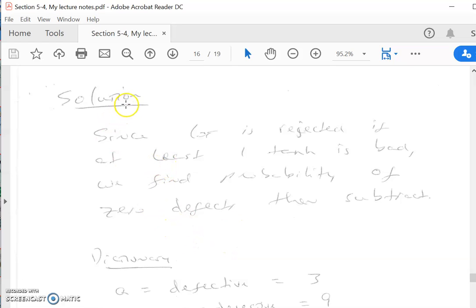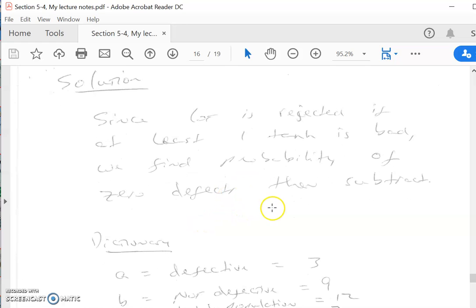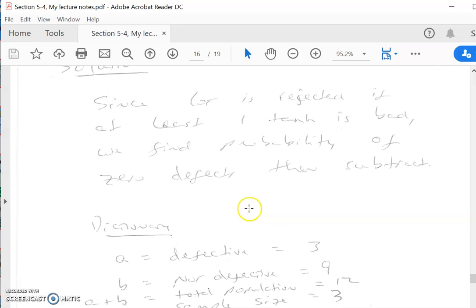Okay, so now, here's our solution. The lot is rejected if at least one tank is bad. So the easiest way of approaching this is to find the probability that 0 are bad. If you find the probability that 0 are bad, then you subtract that probability from 1, and that tells you the probability that more than 0 are bad.